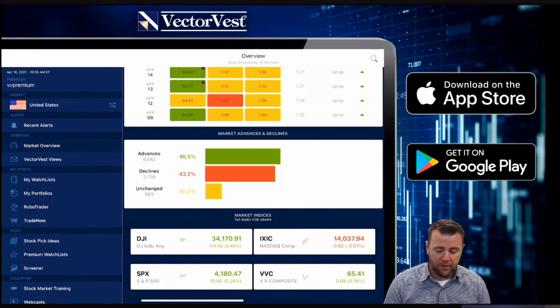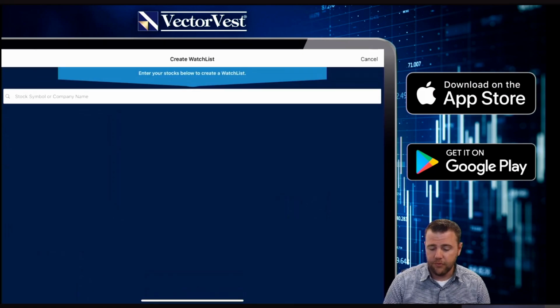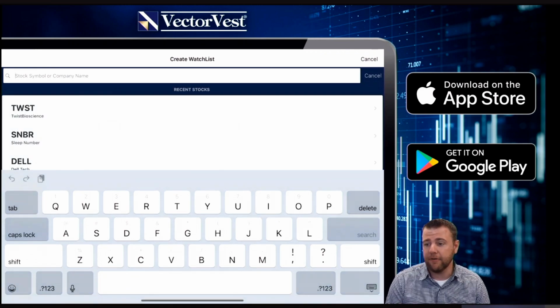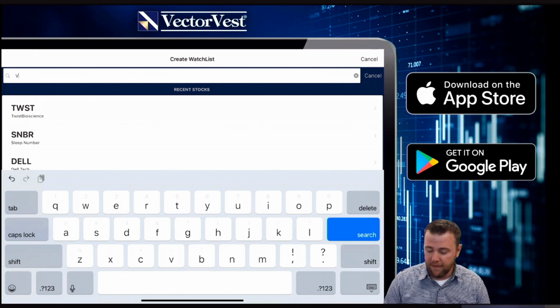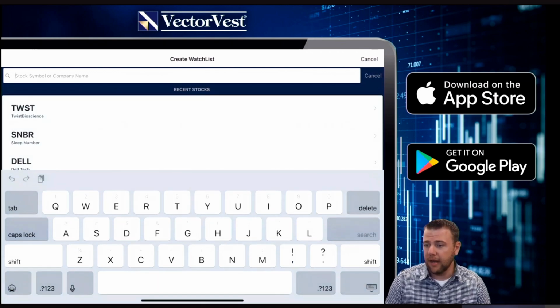All right, so what we do is we go to the My Watch List on the left-hand side. I'll just click on the plus symbol in the upper right. And this is where you start to type in your symbols. So let's see if we have a few symbols. Yeah, I know there's a slight delay between when you guys see this and what I see, so I want to make sure we're all on the same page. There we go. We're starting to see some symbols coming in. So VIAC, so Viacom, just tap on it to add it in.